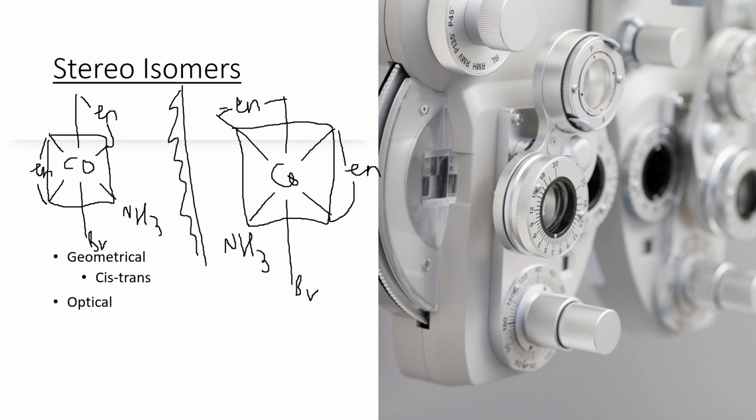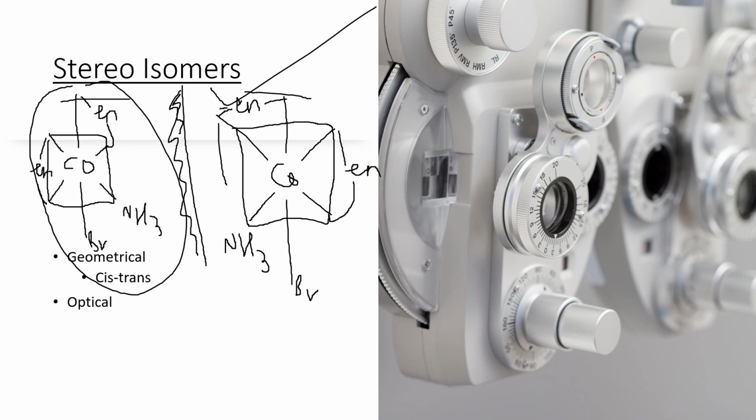So here's an example. Like you can see, this is the plane polarized light that we move it to, and then it just becomes opposite. So when you place this on top of this, they do not superimpose, right? So they are non-superimposable, and that's how you identify optical isomers.